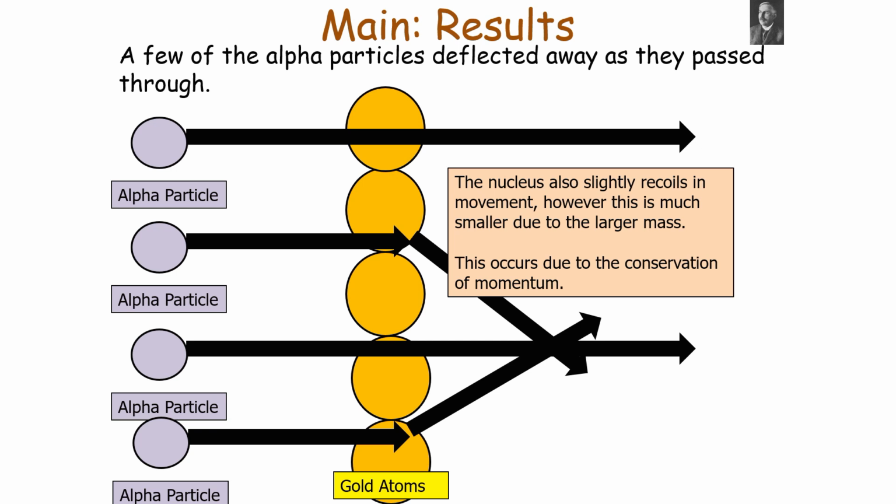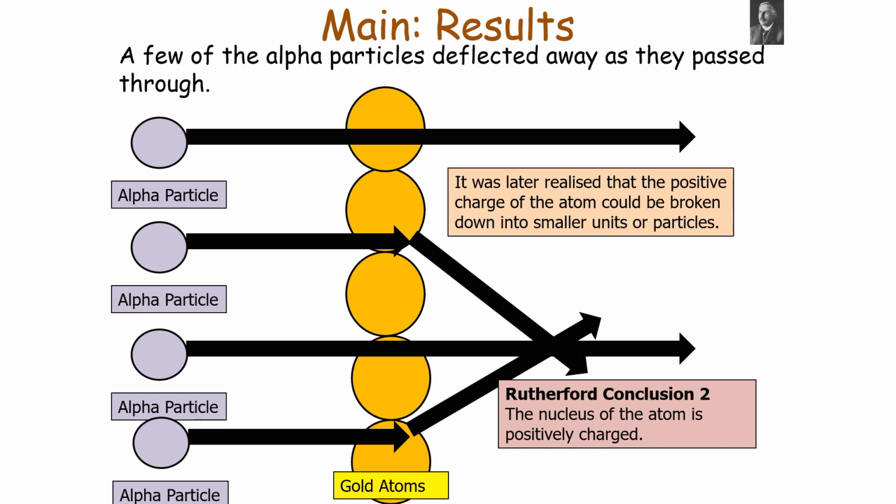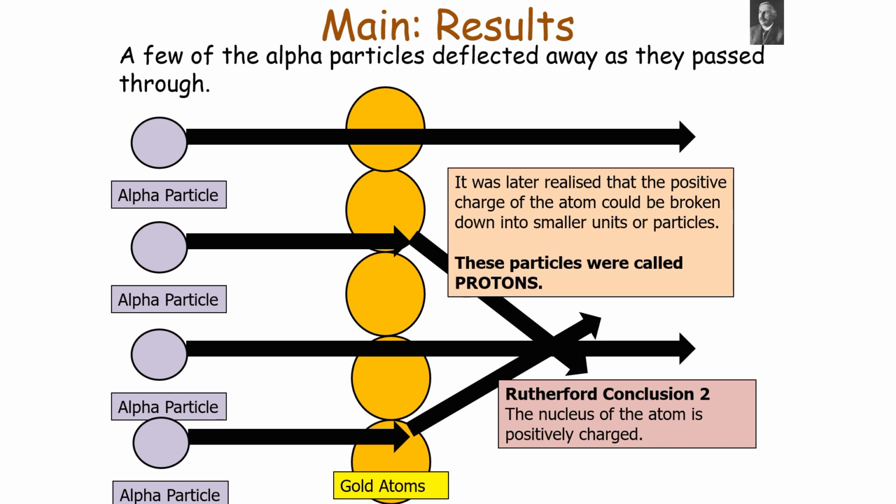Now why do we get this repulsion taking place? Well, we get this repulsion as there must be a positive charge in the atom, because the positive charge of the atom and the positive charge of the alpha particle must be repelling each other. So the second conclusion was that the nucleus of the atom must be positively charged. Now it was later realized that the positive charge of the atom could be broken down into smaller units or particles, which were named protons.